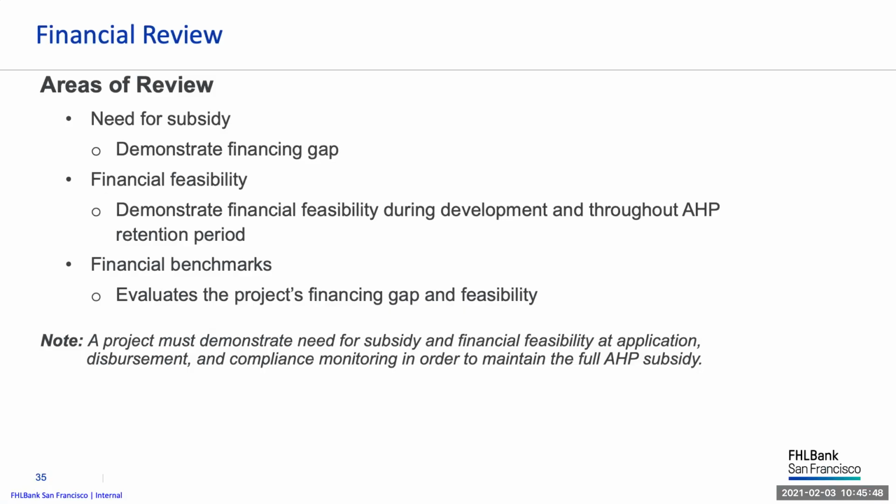In determining need for subsidy, we look at the financials to make sure that the project demonstrates a financing gap. We look at the project's financing structure and development costs to see that AHP is filling a project's financing need that's not covered by other funding sources, and that the project is only asking for enough AHP to truly fill the gap. We look to see that the project's sources of funding, including the AHP, equals their projected development costs.